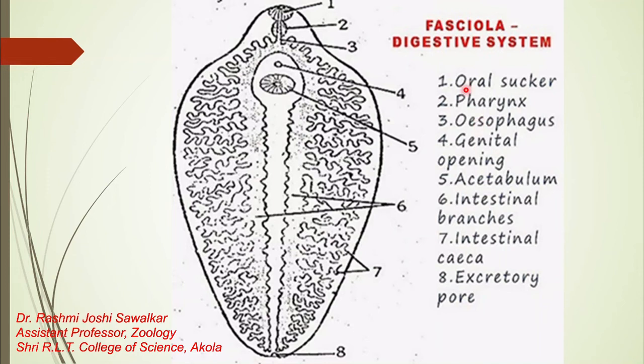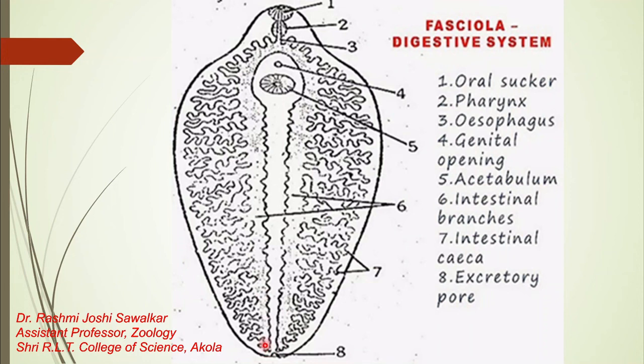So, the first is the mouth, oral sucker. This is the pharynx. This is the esophagus. Then these are the bifurcated two lateral limbs of the intestine. The intestinal limbs get branched in the form of cecae or gastric cecae. These gastric cecae again show some finger-like projections which are called diverticula or lateral diverticula. This is the blind end of the intestinal limb.